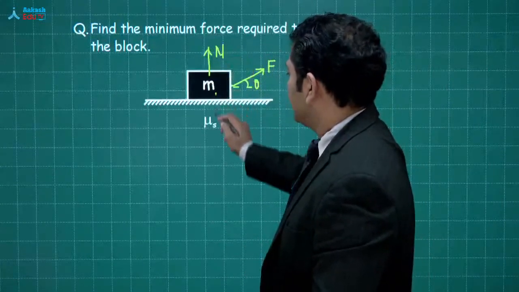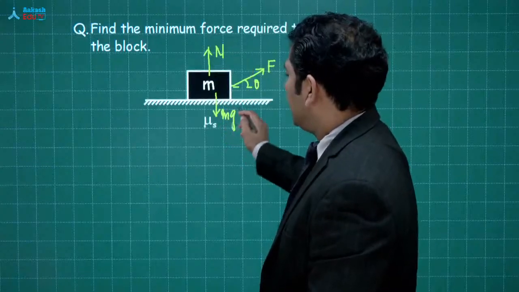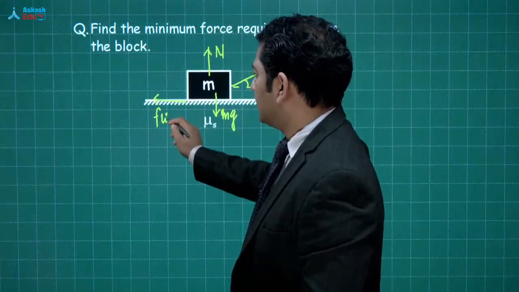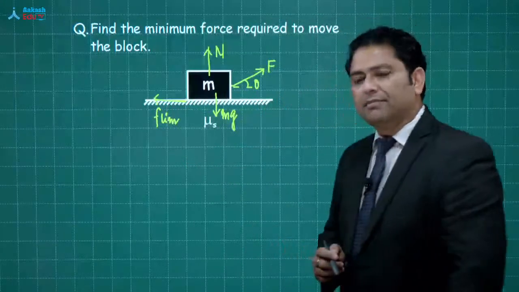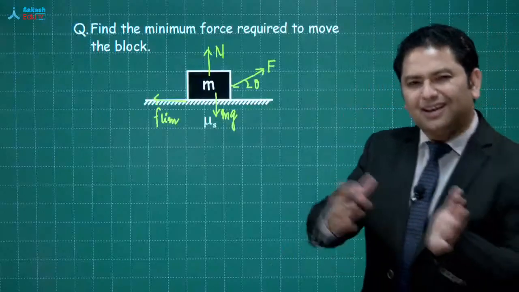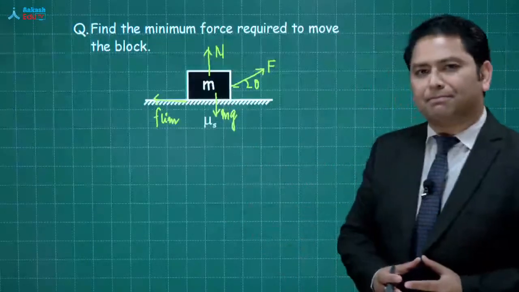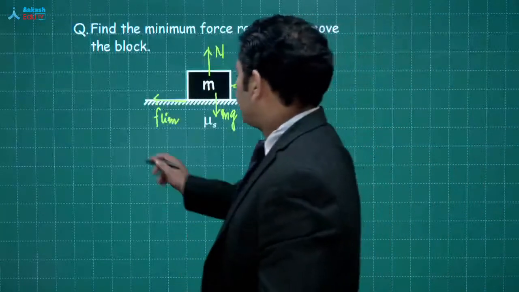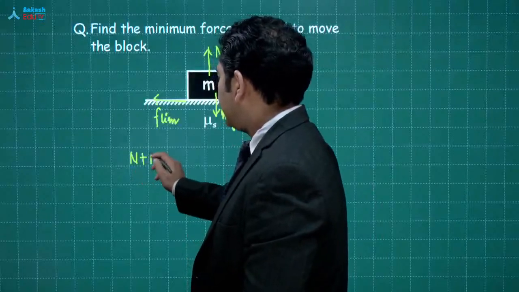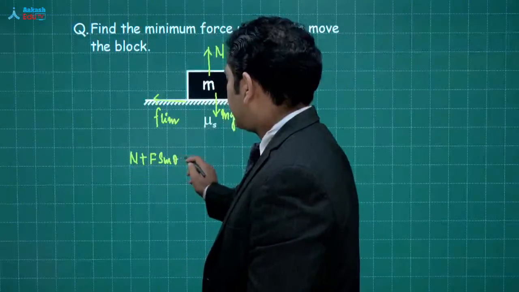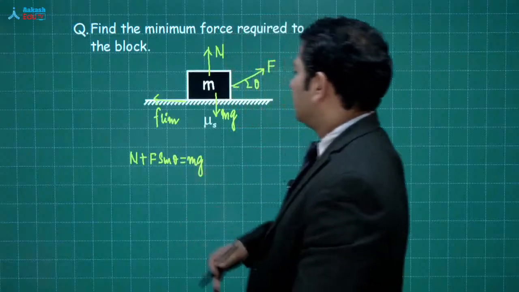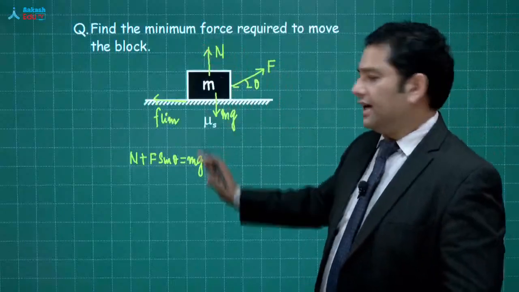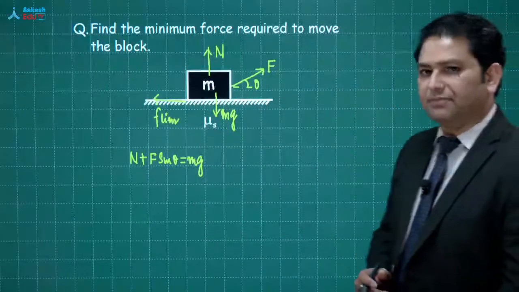This is N, this is mg, and when the block moves, just moving, the friction acting will be limiting. Why limiting? Because I assume that the block has just started to slip. We are calculating the minimum force. Cool. So what will I get first? N plus F sin theta equals mg. That's in the vertical direction.